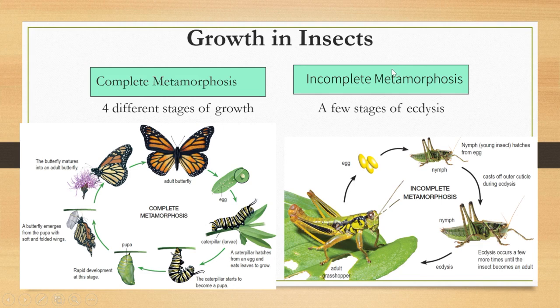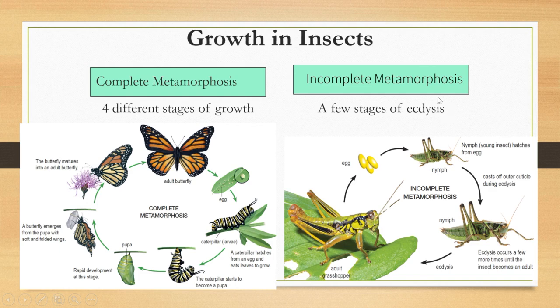The second type of growth in insects is incomplete metamorphosis. Incomplete means not complete metamorphosis. That involves a few stages of ecdysis.